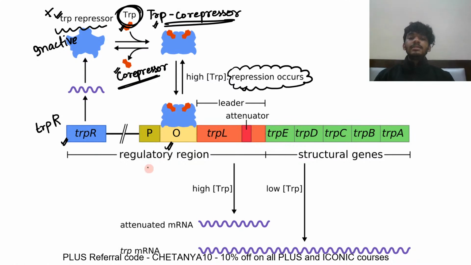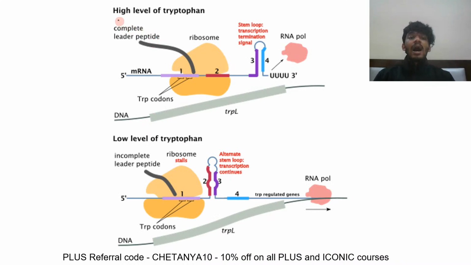What is complicated here is that if there is some amount of transcription that is occurring, that is taken care of by this leader sequence and attenuation. What is leader sequence and attenuation? Let's have a look at that. If there is a high level of tryptophan, the leader peptide will be synthesized, and what will happen? The stem loop formed here will give the transcription termination signal.